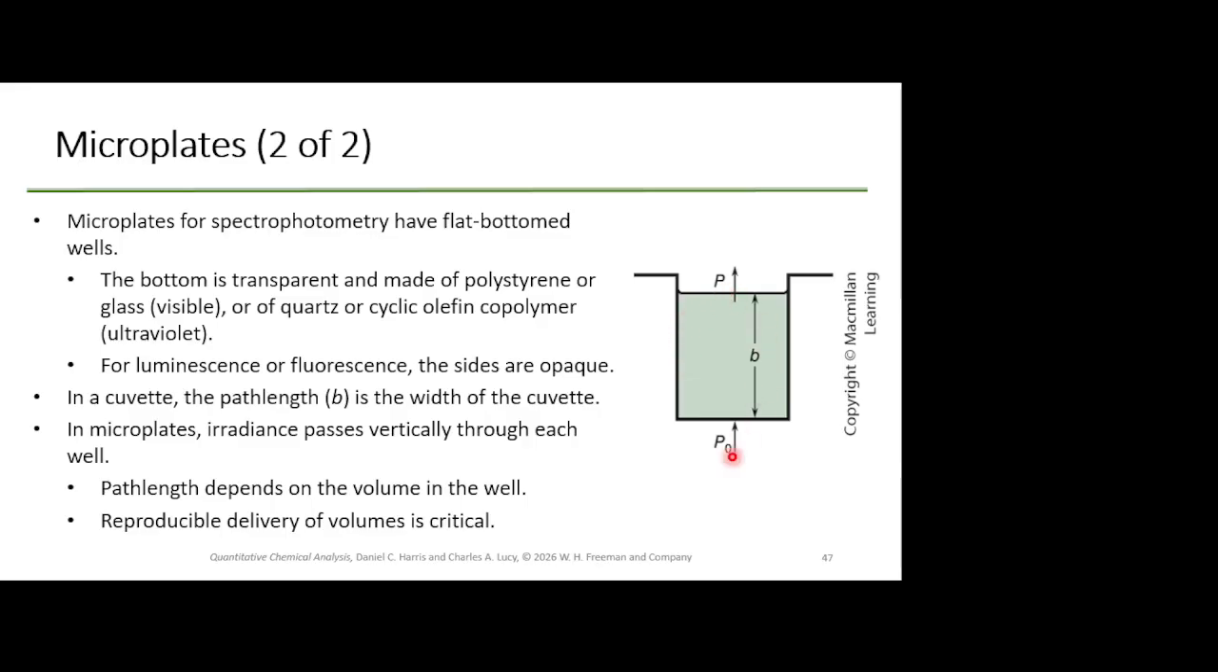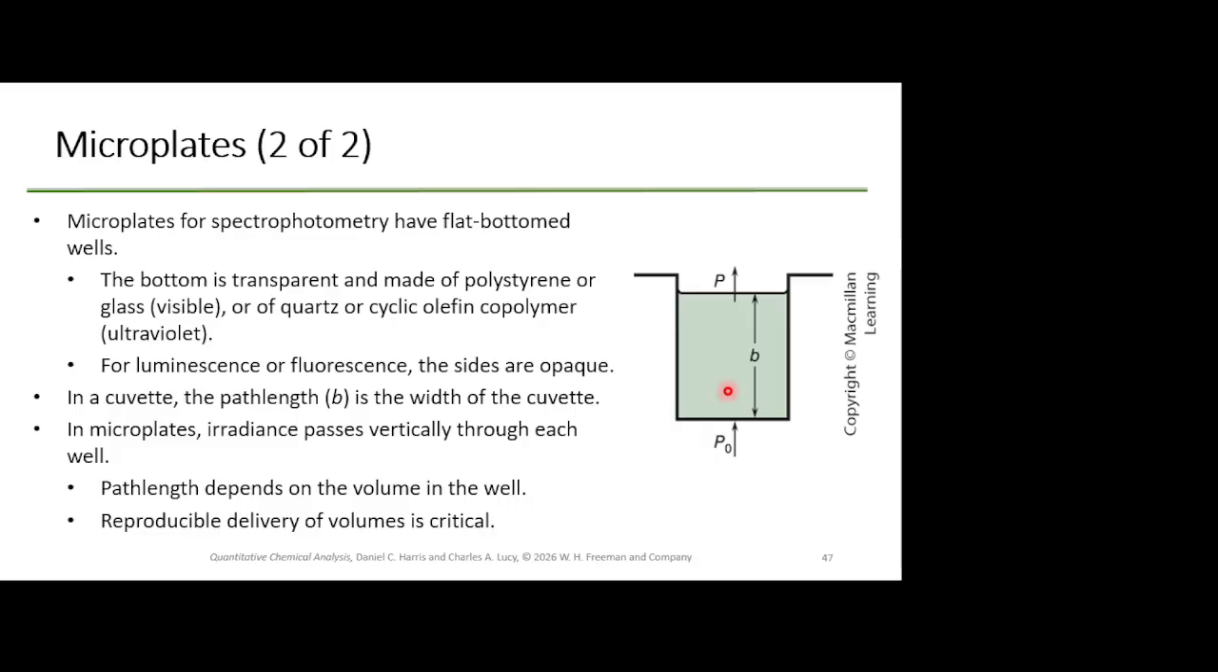For luminance or fluorescence, the sides are going to be opaque so that the fluorescence and luminance doesn't scatter out into the different wells. This is how you can tell the difference between a luminance and fluorescence plate and one that's specifically not designed for that, which would just be for transmittance. In the cuvette, your path length b is going to be the width of your cuvette.